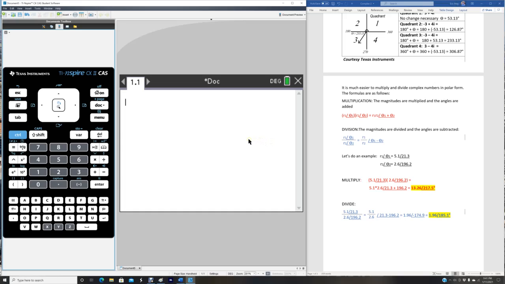So let's try with something simple, and we'll just convert polar coordinates to rectangular coordinates. And let's use our example 1 over here, our value of 5.1 with a theta of 21.3. The calculator is very easy. All we have to do is type it in, hit enter, and it'll automatically give us the rectangular coordinates value.